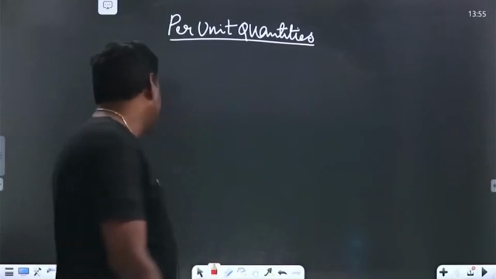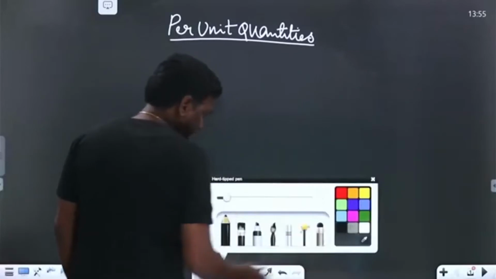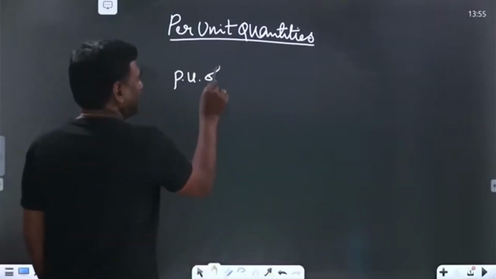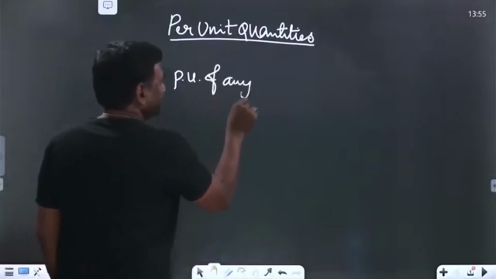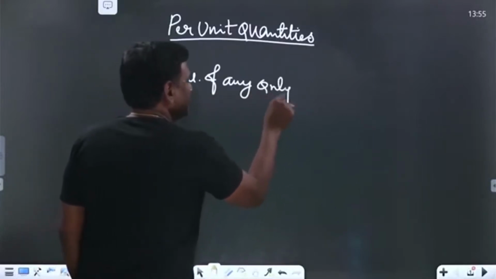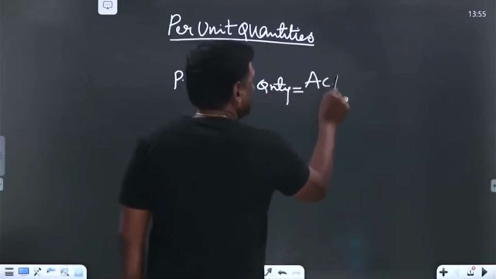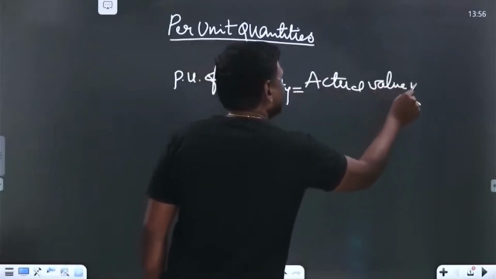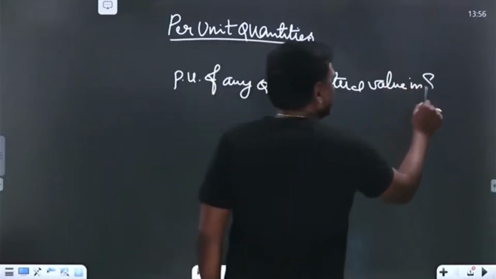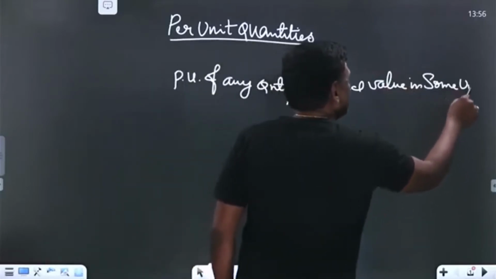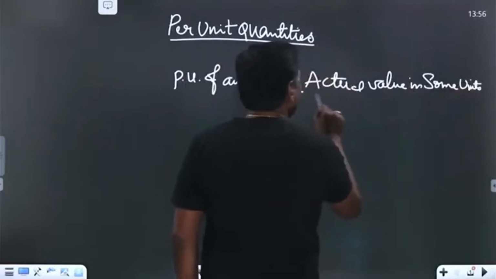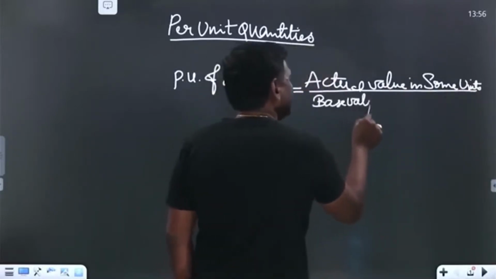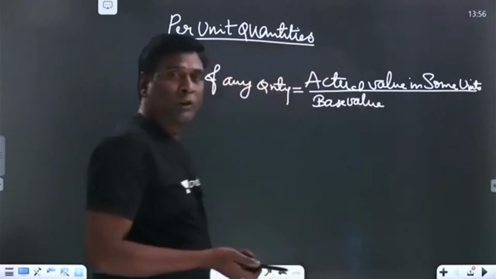In per unit quantities, the main thing is that the per unit of any quantity is going to be the actual value in some units, divided by the base value in the same units. It is a kind of relativity. We are relating each and everything.